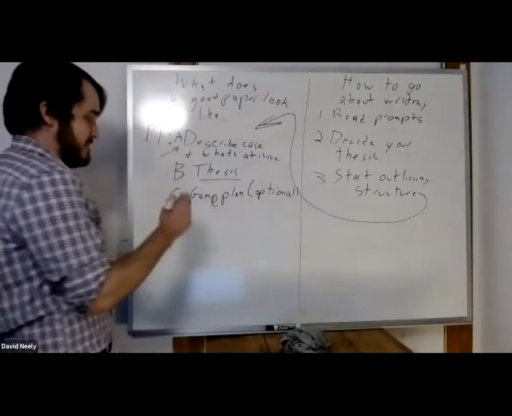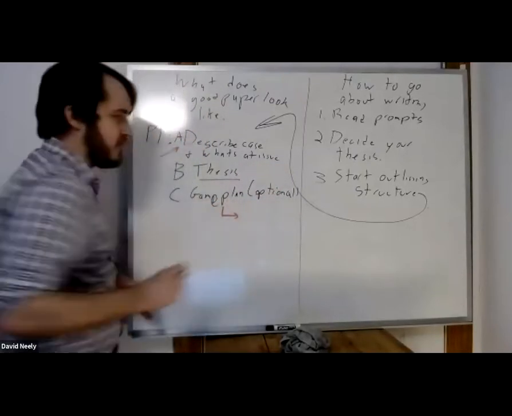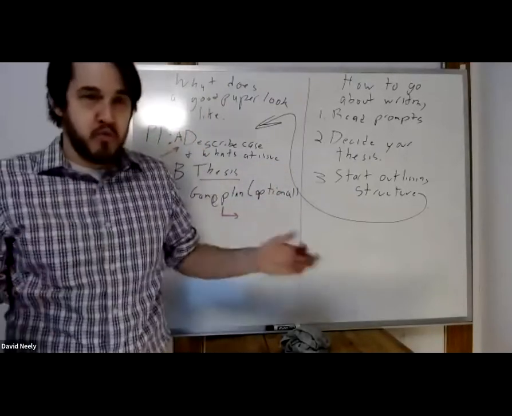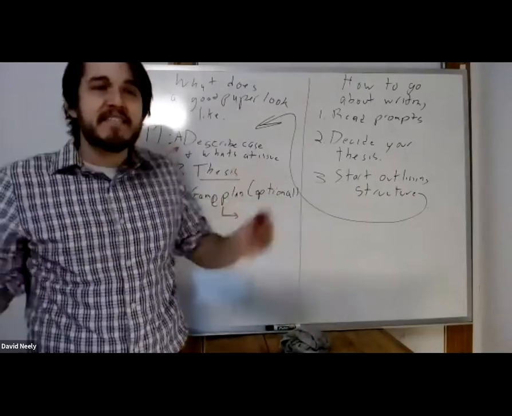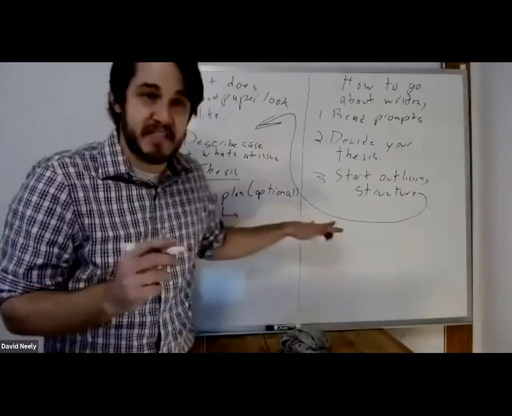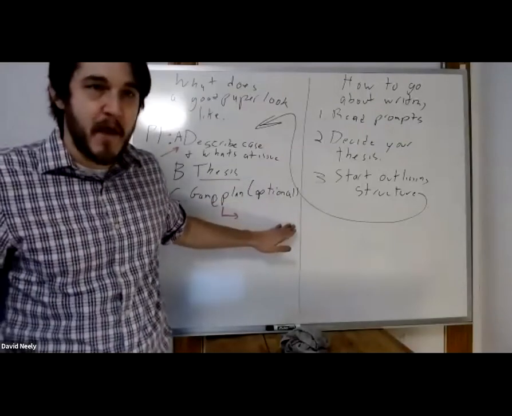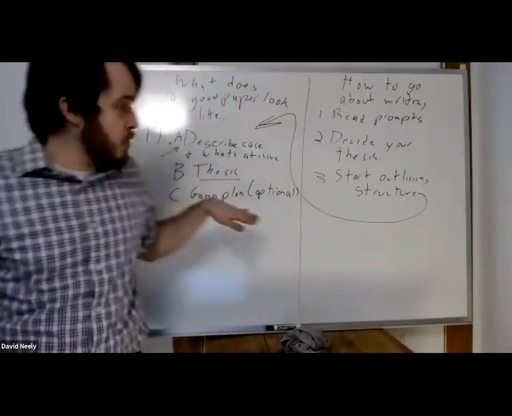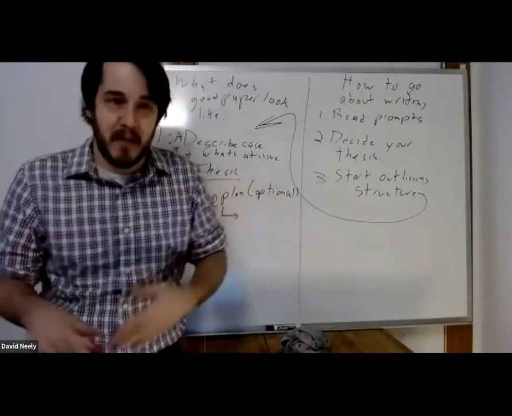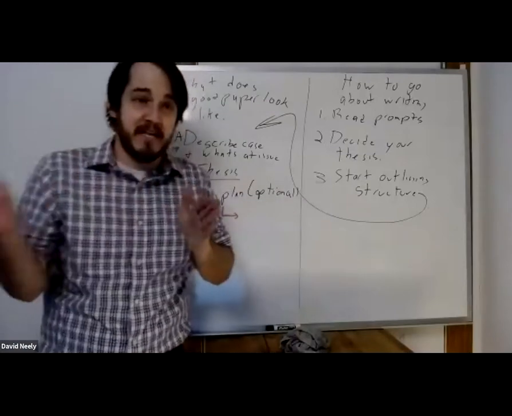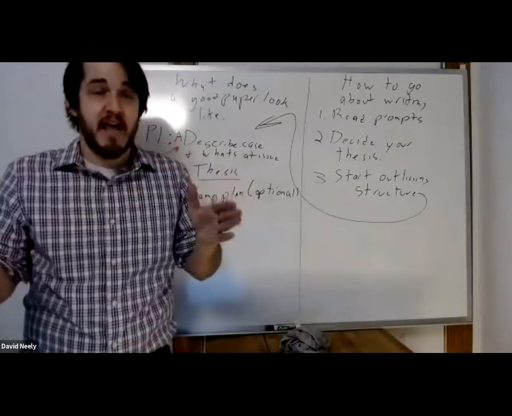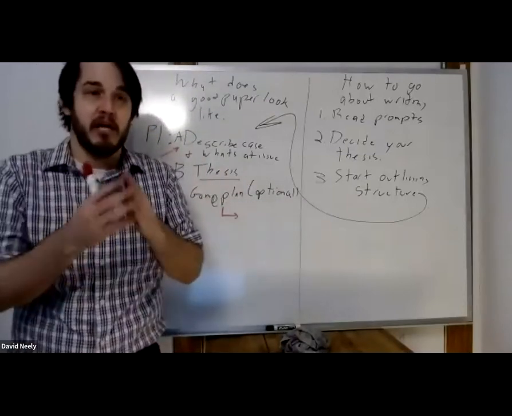Then the third part of this first paragraph is what I call the game plan, or a roadmap. So what this essentially is, is a series of sentences that tells the reader what to expect next. So this would be things like, in order to show why such and such, I'm first going to do this, then I'm going to do this, then I'm going to do this, and then I'll conclude.